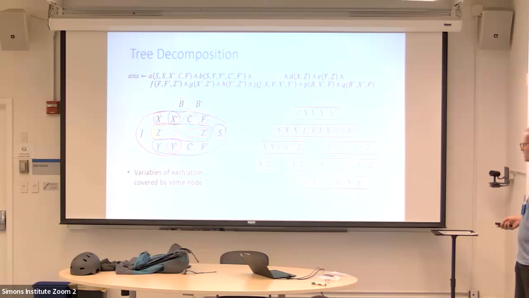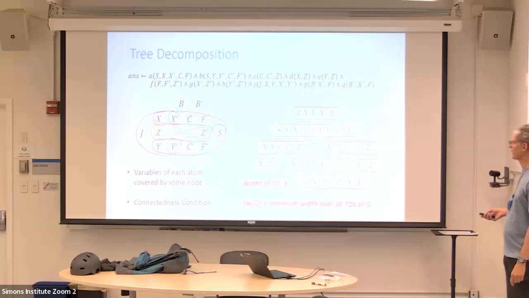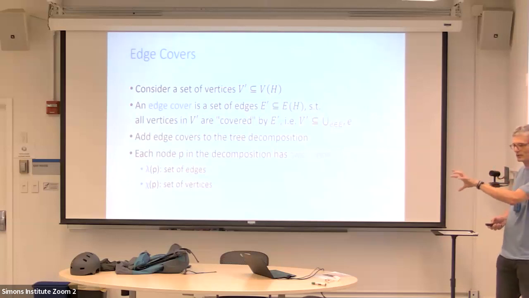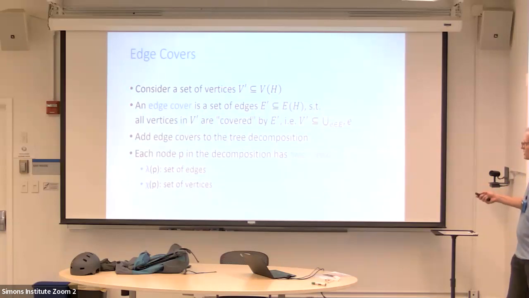Okay. So, how can we do better? In order to do better, we look at edge covers. With the tree decomposition, I said every atom of the query has to be covered by some bag. So we covered edges by vertex sets. But now we go the other way around. We want to cover vertex sets by edges. And an edge cover of a set of vertices is a set of edges so that they contain all of the vertices in such a vertex set. Does that make sense?